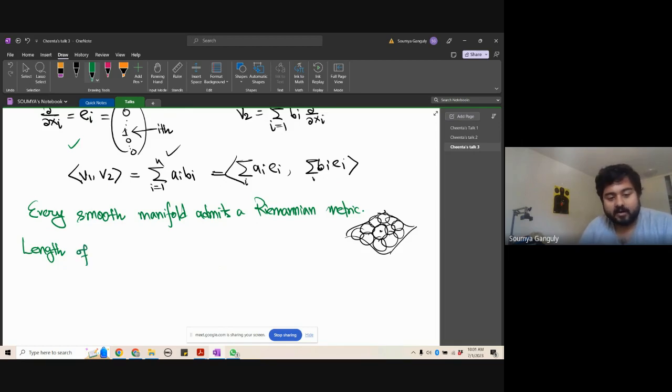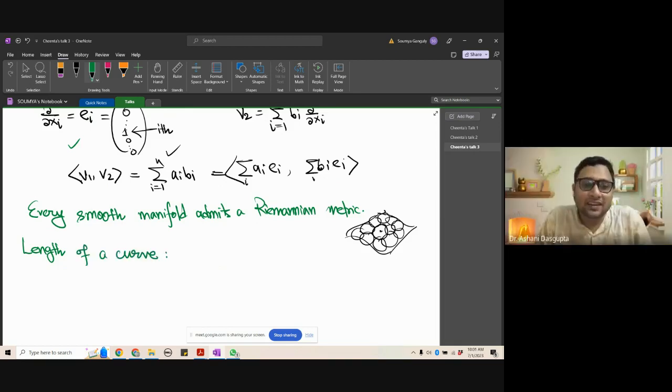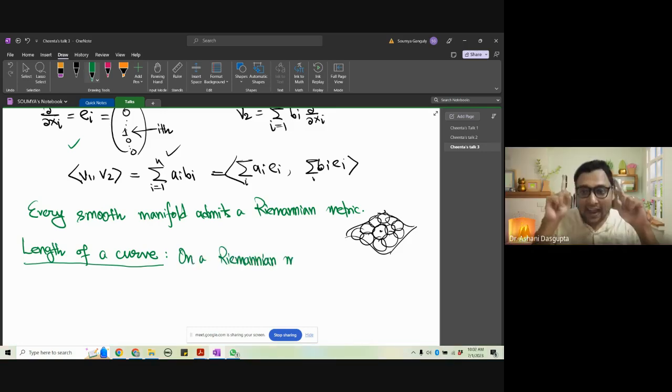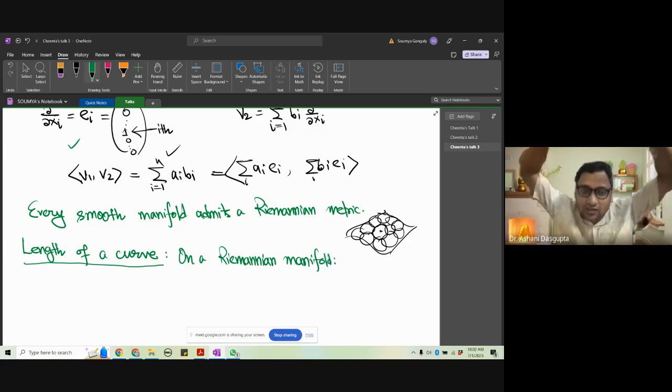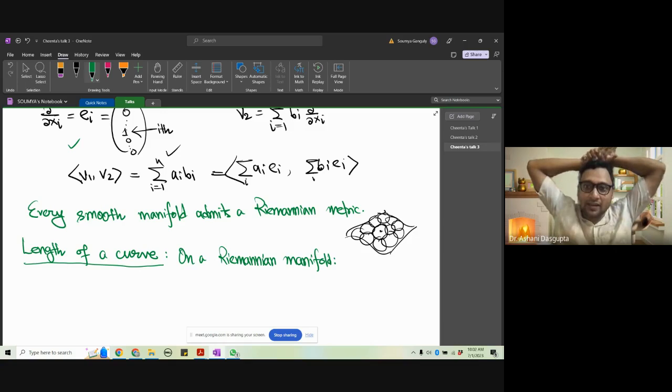So length of a curve. Sorry, I'm interrupting, because there are many school students here as well, so I want to clarify this for them and myself. When you say admits, you mean that right now you'll be defining something called the length of a curve, right? And then you'll probably define the distance between two points as the minimal length of a curve connecting those two points, and that distance will match the original distance function defined on the manifold. Does that make sense?